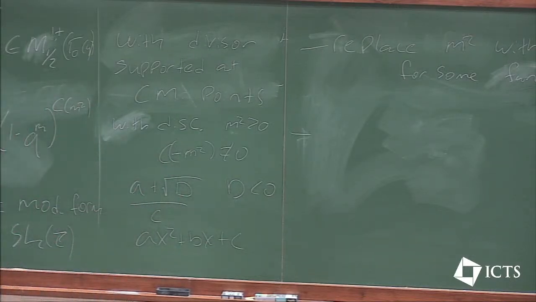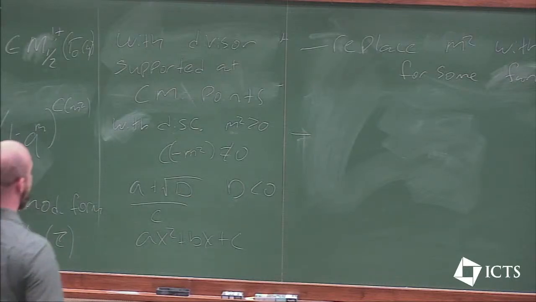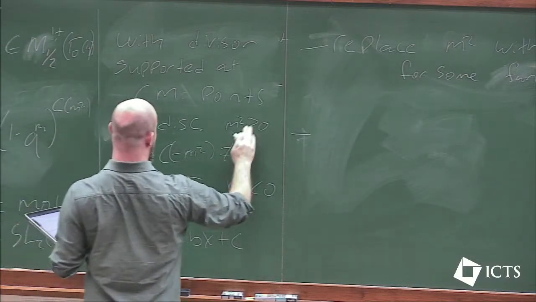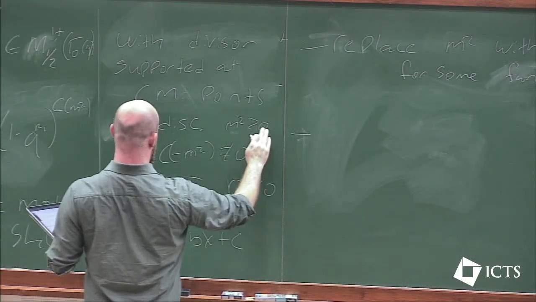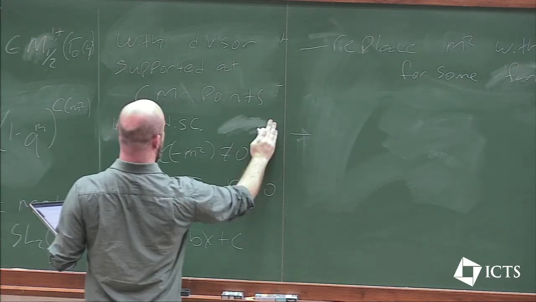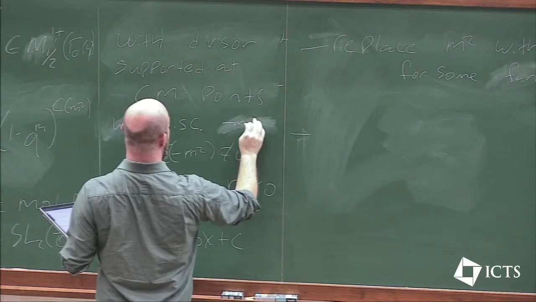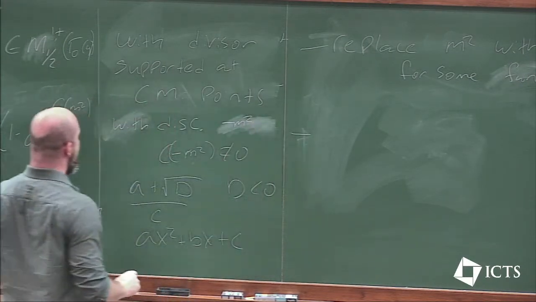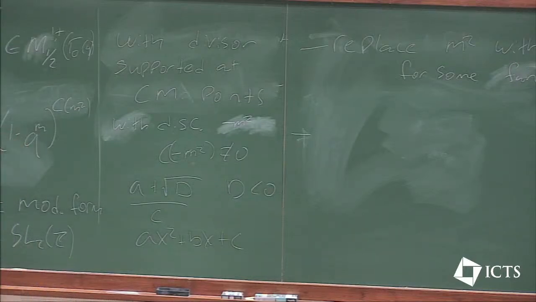Okay, I want a point on the upper half plane. CM points with discriminant, yes. What was I writing here? Why did I write m squared bigger than 0? Oh, well, yeah, m squared. So I do want minus m squared. I think I started writing something and got distracted.